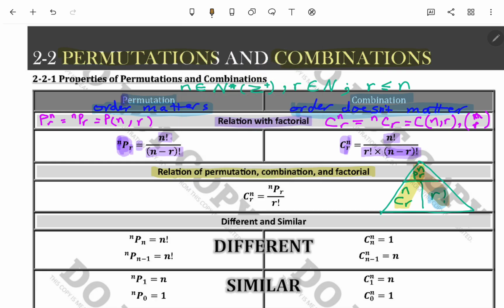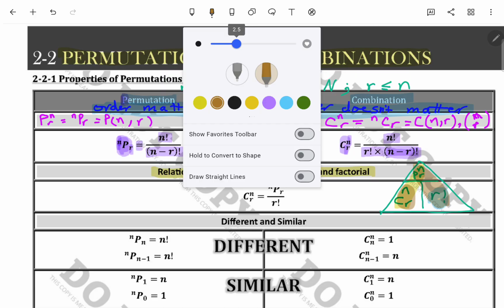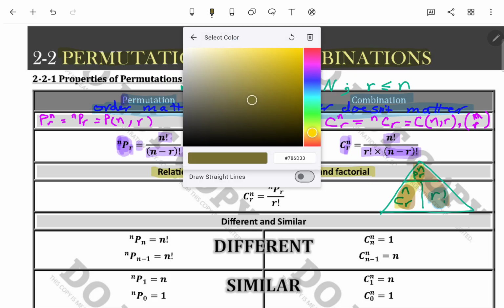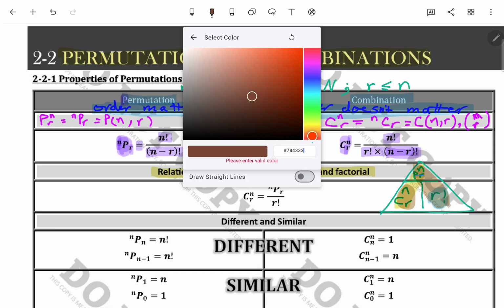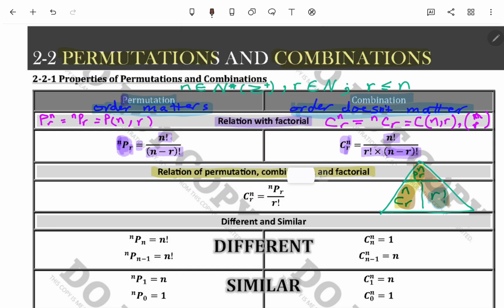These together also, you can divide them to get this one. And go on. And if you want to find, for example, this n permutation r, you can multiply n combination r with r factorial. These all can be done with this triangle.